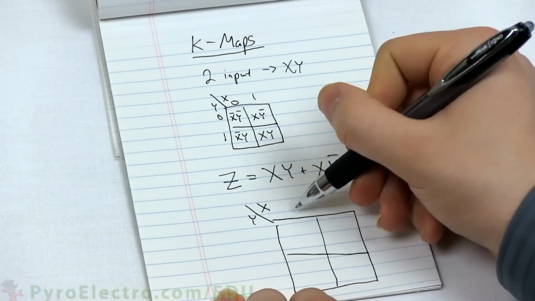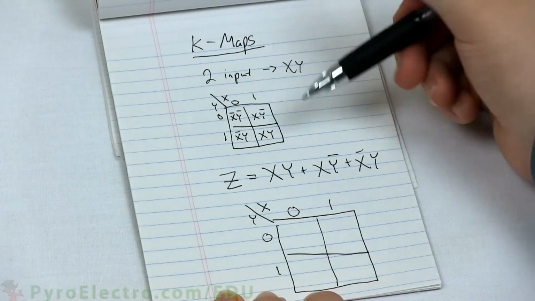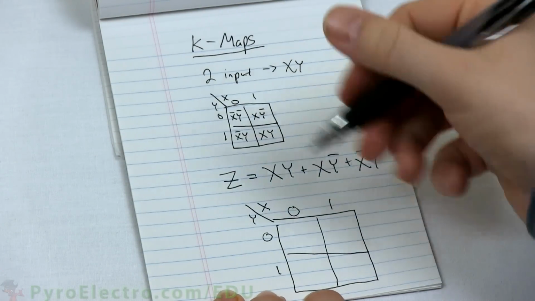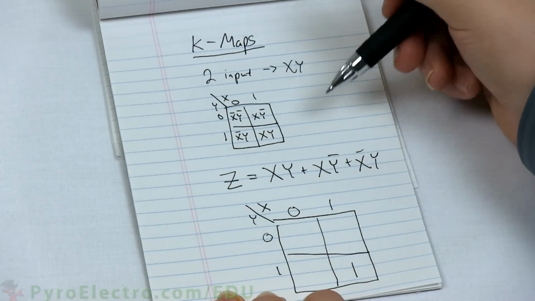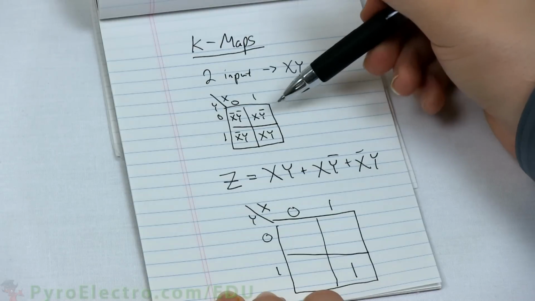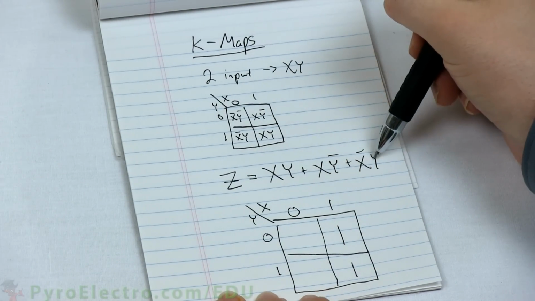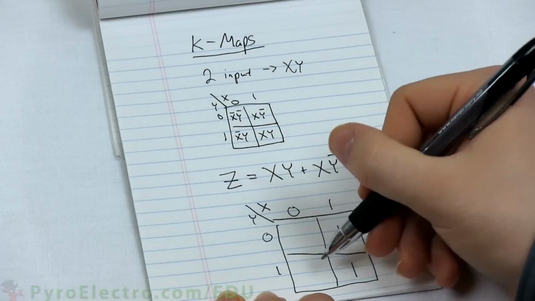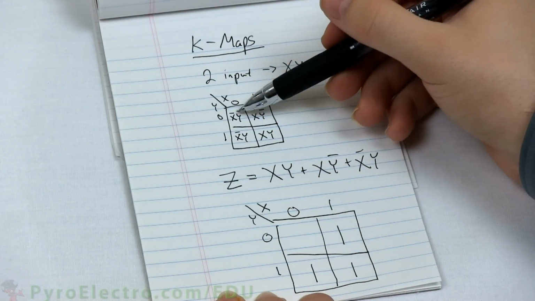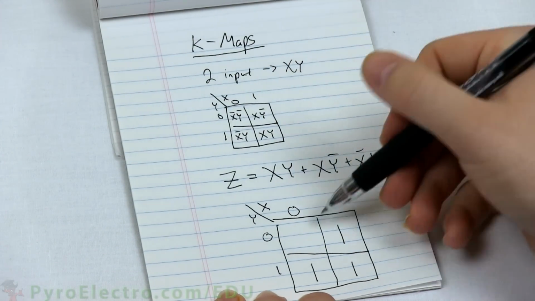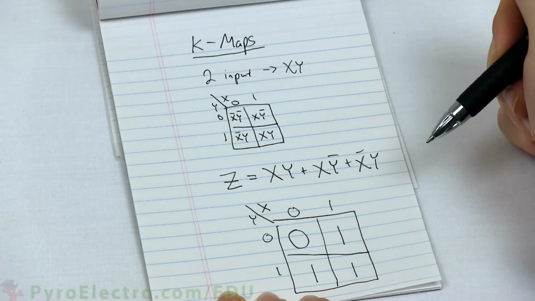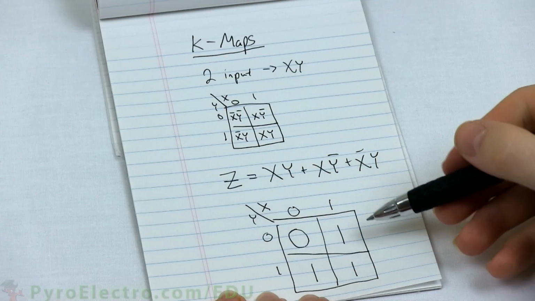As we look at the formula, x and y is present, so we put a 1 in the lower right corner of the Kmap. Next, x and y naught is present, so we put a 1 in the top right box of the Kmap. The last element is x naught and y. This means a 1 goes into the lower left corner of our active Kmap. No other elements are present in the formula, so all other boxes get a 0.